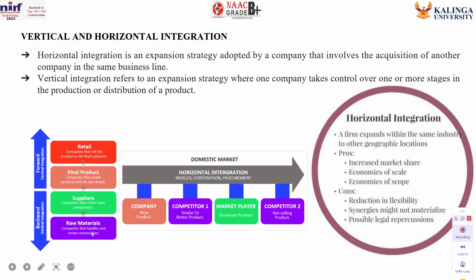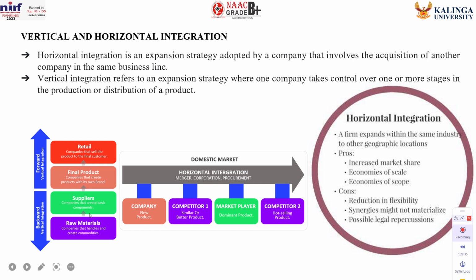Raw material companies, which handle and create commodities, provide it to suppliers. So companies that create basic components, and final product companies, that create products with their own brand, and finally it is given to retailers, companies that sell the product to the final customer. So that is the stage, the hierarchy. And if the supplier acquires the final product maker, then it is forward integration.